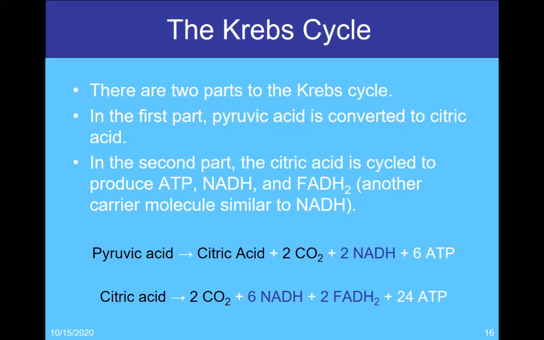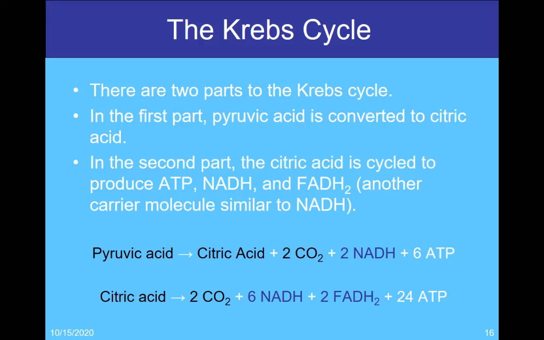There are 2 parts to the Krebs cycle. In the first part, the pyruvic acid is converted into citric acid. So you may have heard of citric acid as well. In the second part, the citric acid is then cycled to produce ATP, NADH, FADH2. And remember, we talked about NADPH when we were going over photosynthesis. NADH and FADH2 are other energy carriers like that. Notice that we still use ATP because it is the most efficient of all of the energy carriers and the one we use for walk, talk, think, and blink.